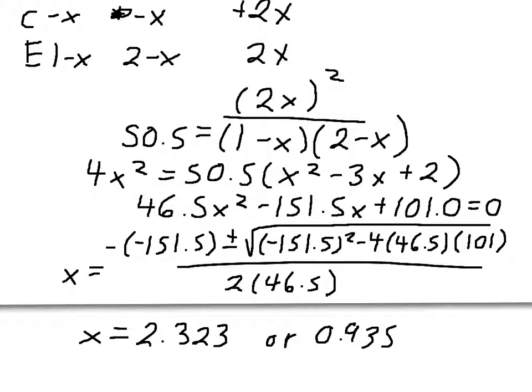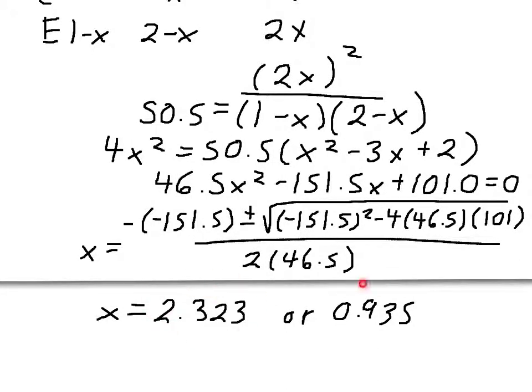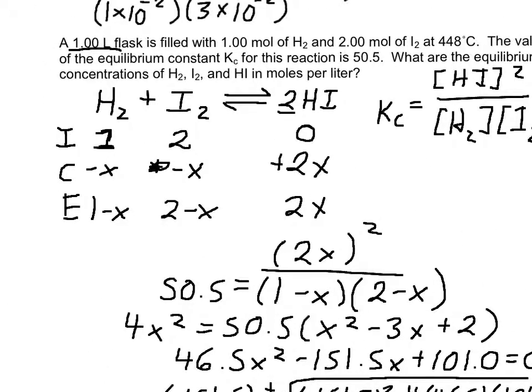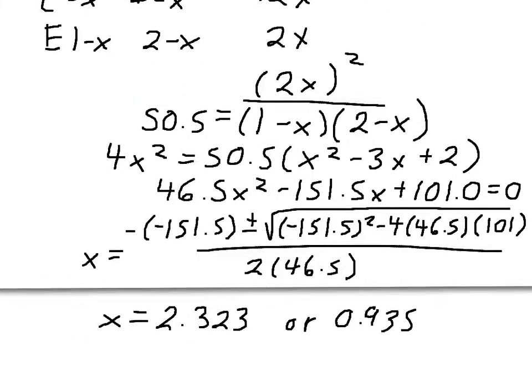So to figure out which one of these is the right answer, whether it's this one here or this one here, we're going to head back up to our original ICE table. Notice that our equilibrium concentrations of H2 and I2 are going to be 1 minus x and 2 minus x. So x cannot be equal to 2.323 because that would give us negative concentrations, which is impossible. And so that means that this right here has to be our value for x. Now that isn't our final answer, it's just our value for x.